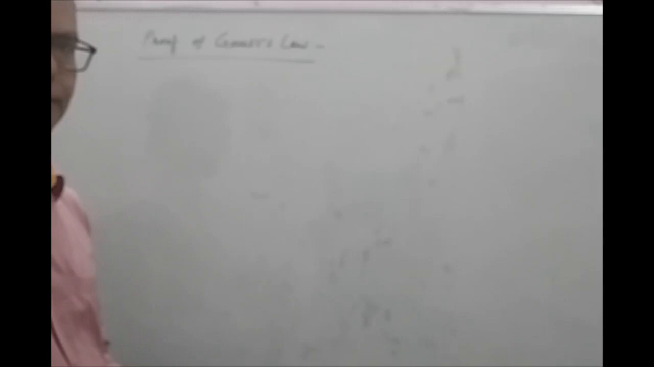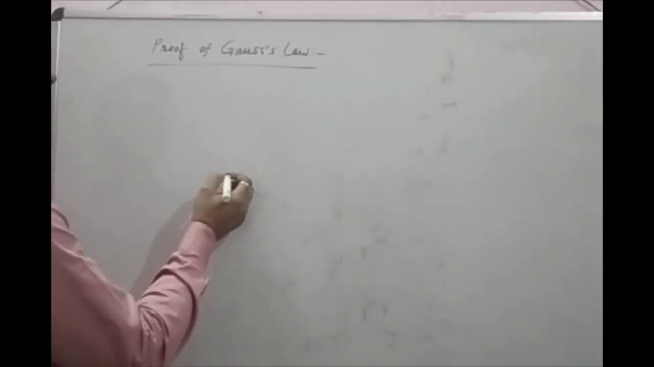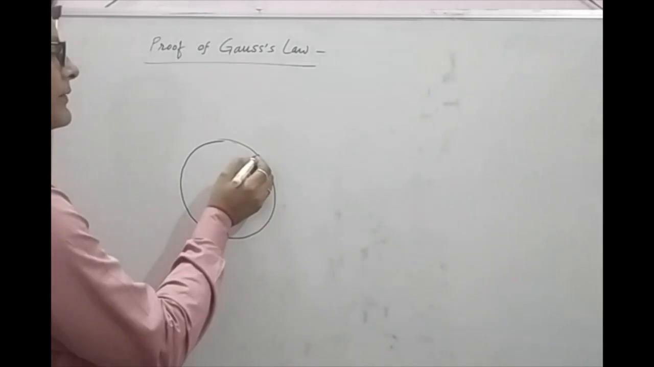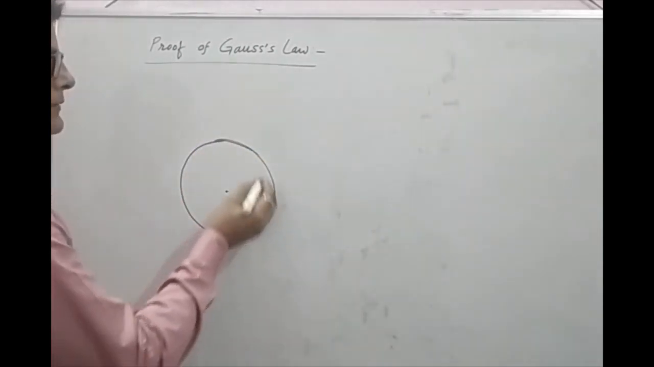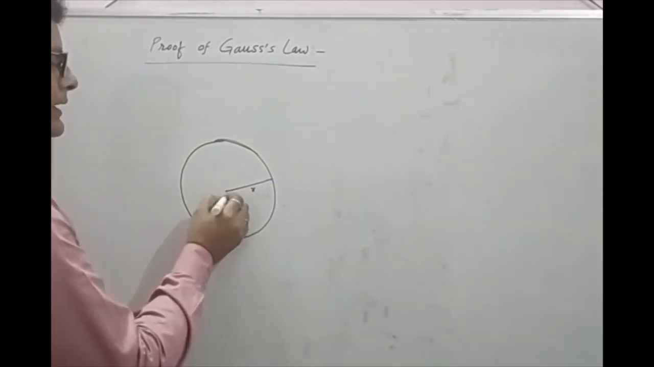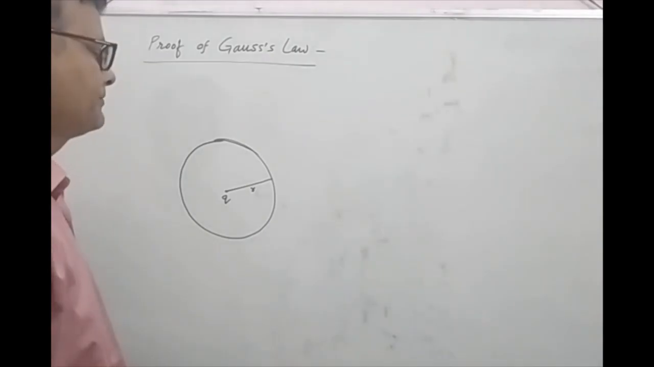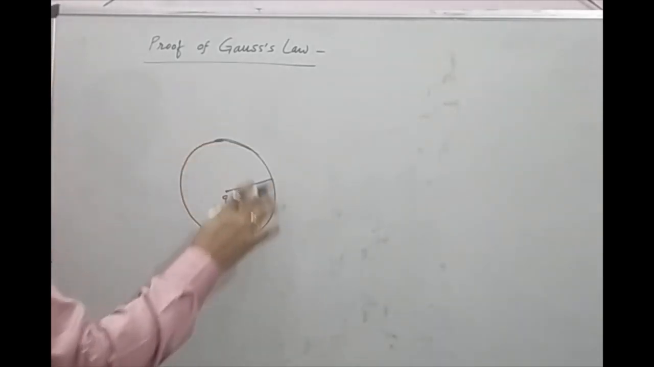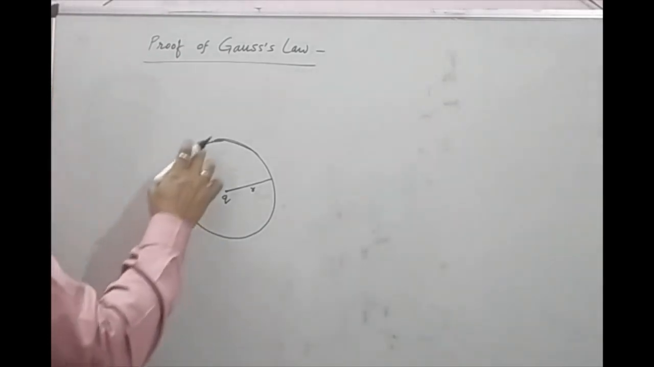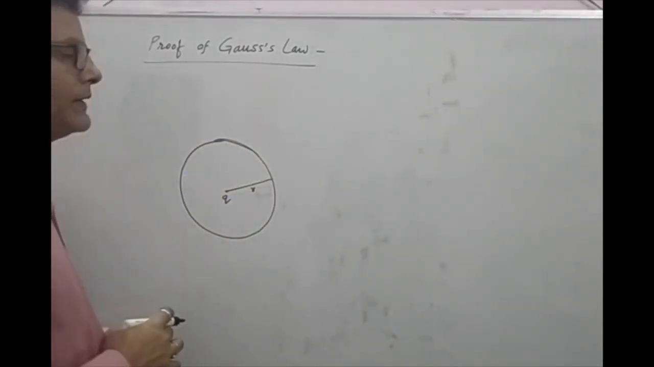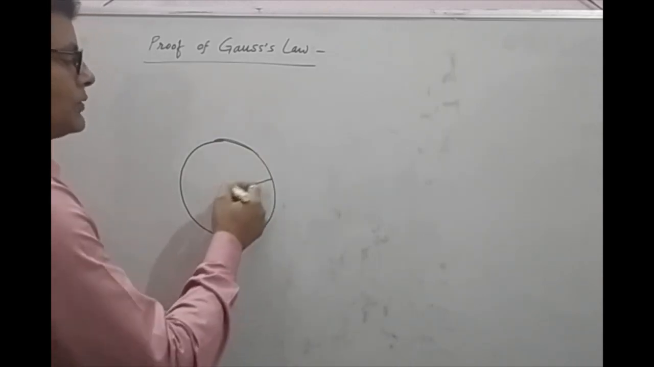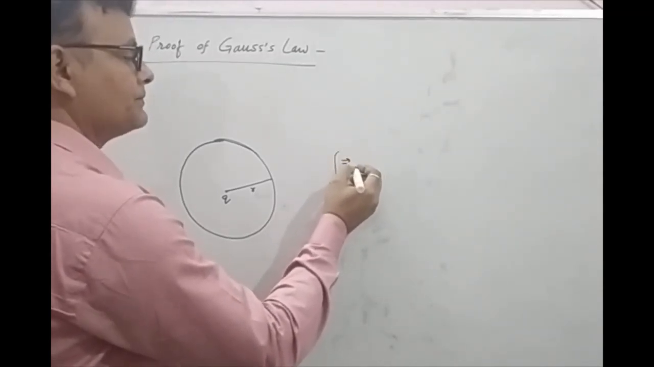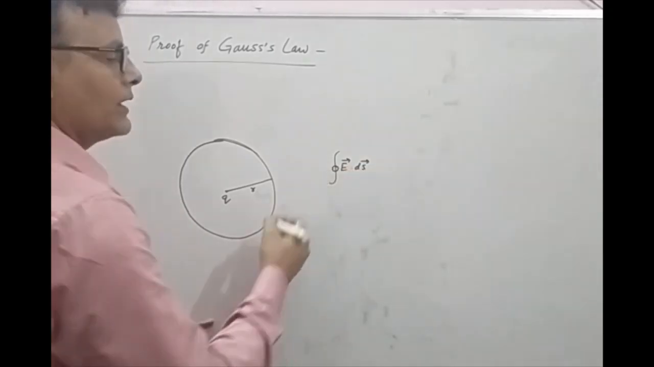Proof of Gauss's law. Suppose a charge Q is placed at the center of a sphere of radius r. This is the center of a sphere of radius r, and a charge Q is placed at its center. Suppose we have to find the electric flux through the sphere. Since the sphere is a closed surface, the electric flux through the sphere is given by integral E dot ds, and it is a closed surface.